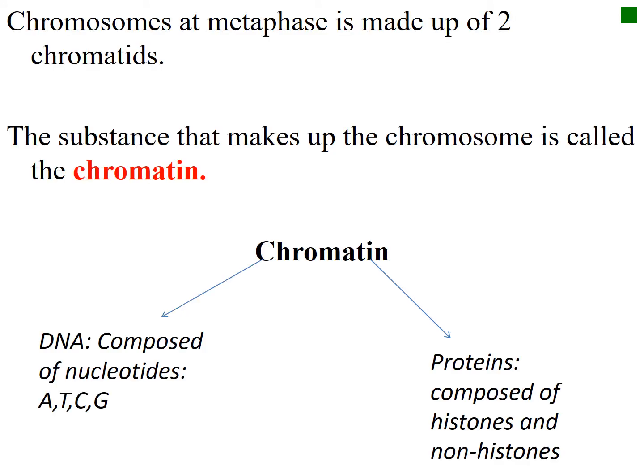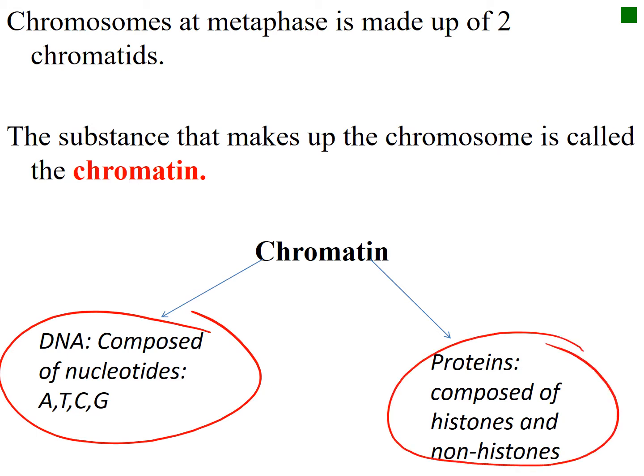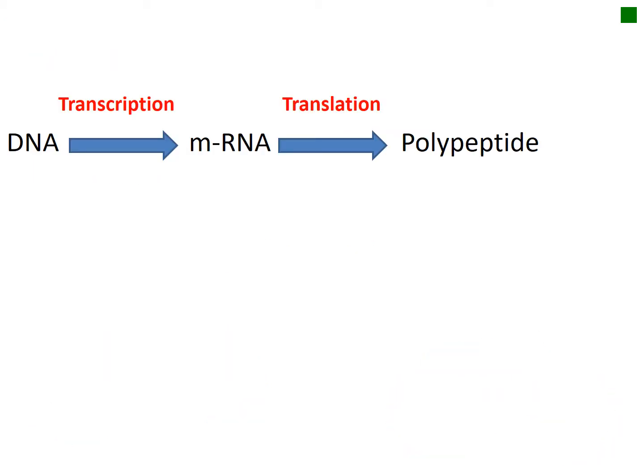First, you have to know that chromosomes are made up of two chromatids in metaphase. The substance that makes up the chromosome is called chromatin, either DNA, composed of nucleotides A, T, C, G, or proteins, composed of histones and non-histones. DNA, by the process of transcription, gives mRNA. mRNA, by the process of translation, gives proteins, polypeptides.